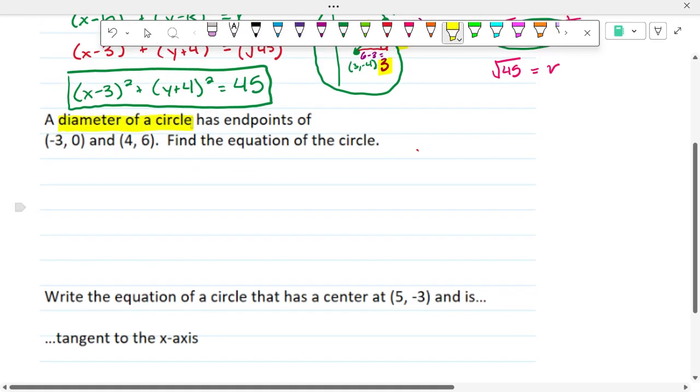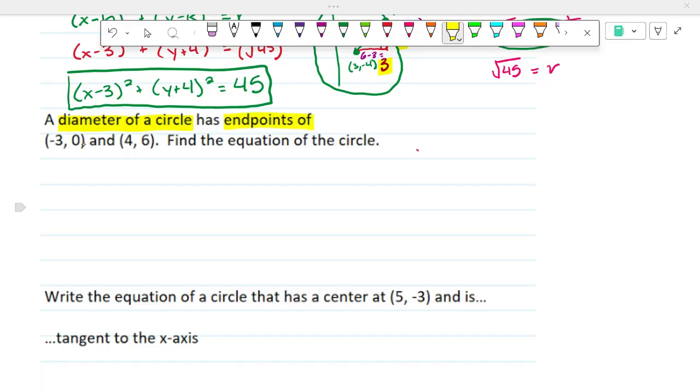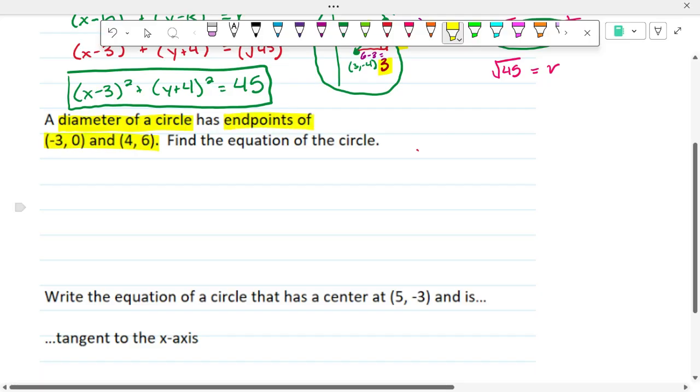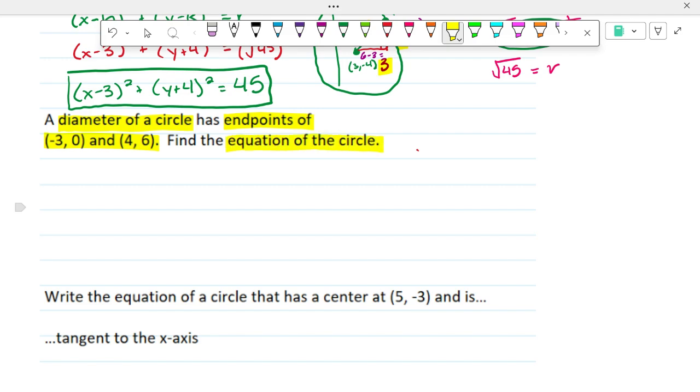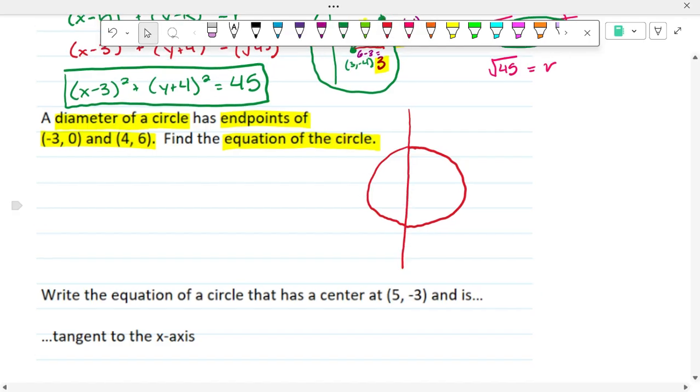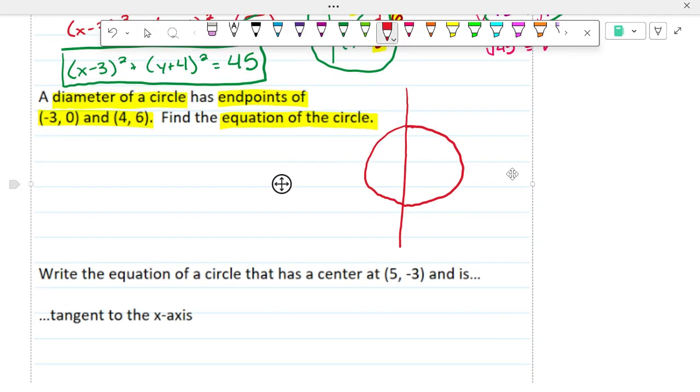So the diameter of a circle has endpoints of (-3, 0) and (4, 6). And it wants us to find the equation of the circle. All right. Now, what does it mean by diameter? Is it the entire, like, all the way through? I think it's half. No, radius is half. Diameter is the whole. Yeah. So diameter is a segment that goes from end of the circle to end of the circle and it cuts through the center.